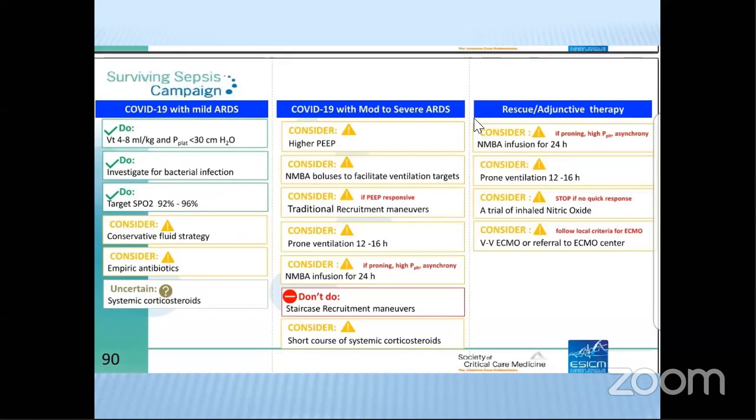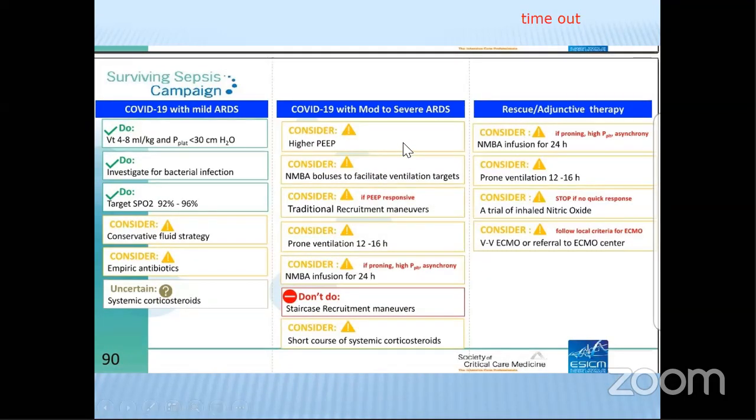Then if the patient has mild ARDS, we apply a lung protective strategy. We should rule out bacterial infection. Our target saturation is 92 to 96. We should be conservative in the fluid management. Empirical antibiotics should be started if you think the patient has a secondary bacterial infection. Systemic steroids, we agree that if the patient has ARDS we may give them, but we need to have more evidence base.